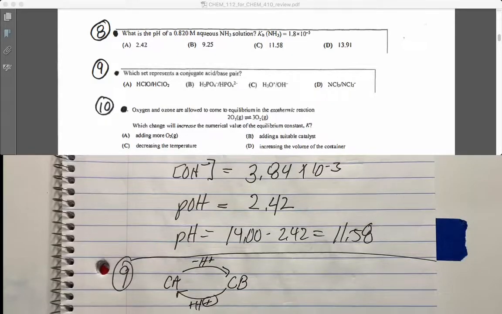The one that your eye may be drawn to is C. Those actually differ by 2 protons. It takes 1 proton to make hydroxide into water and a second to make water into hydronium. So those are actually not a fair conjugate acid conjugate base pair.